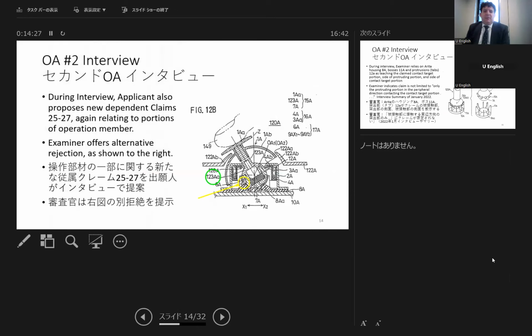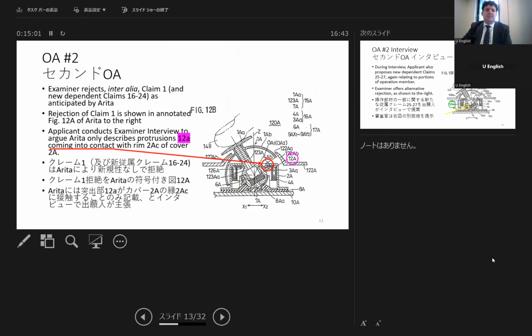And so to help overcome that, the applicant proposes new dependent claims 25 through 27 relating to portions of the operation member. But instead they receive this alternative rejection, as shown to the right side of the slide here. Instead of focusing on the upper right corner, now we're looking at the lower left corner. Because again, it's rotating around the center, and now we're underneath this area of rotation.